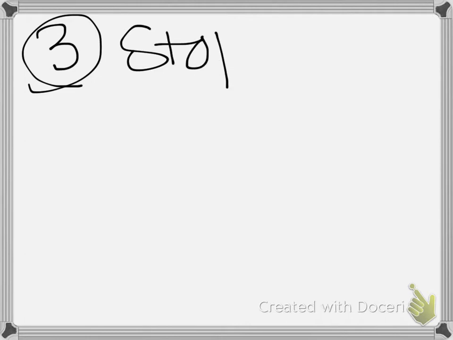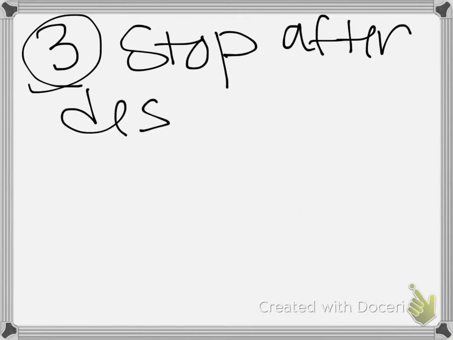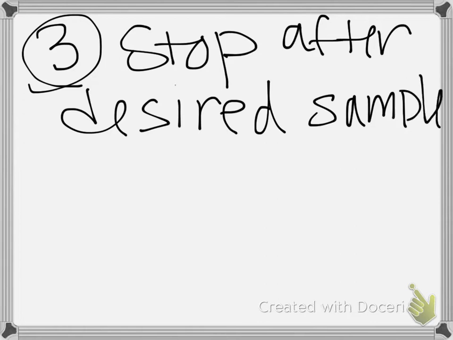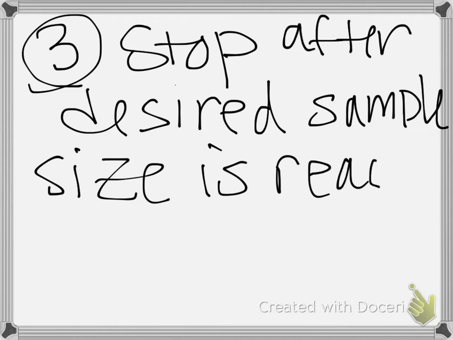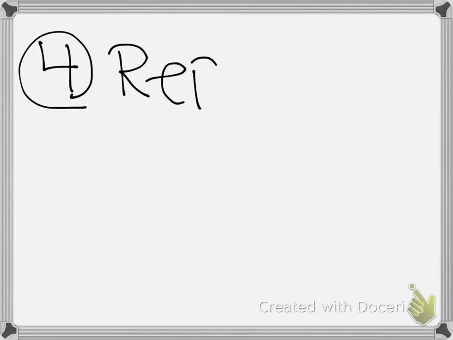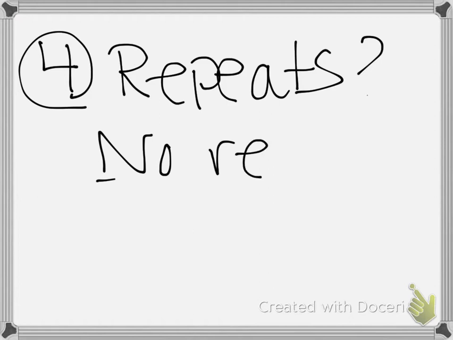When are we going to stop? We're going to stop after we get the desired sample size. Okay. Then we're going to continue with our last step, and that is we address repeats. Can we have repeats? In this case, we say no repeats because we can't do duplicate stores. Sometimes you can have repeats, sometimes you can't.